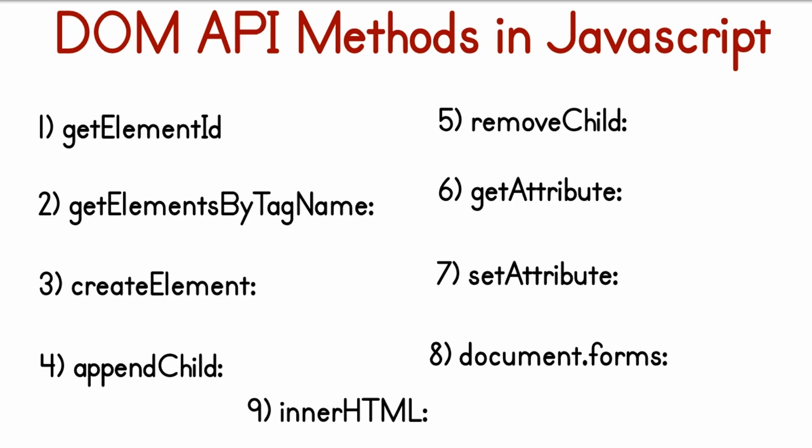And lastly, guys, if you want to manipulate the inner HTML property of a specific HTML element, you will have innerHTML. There is also an innerText property. Based upon that, if you want to manipulate the HTML or text property, you will call these 9 methods.